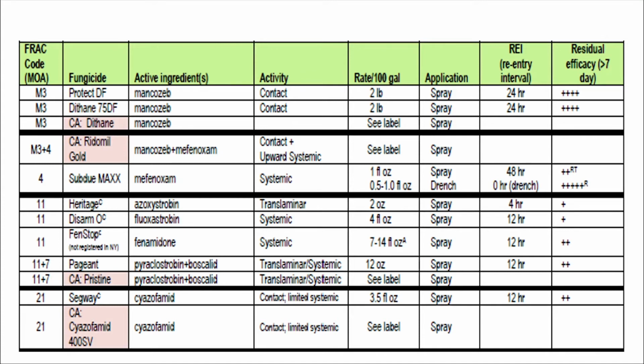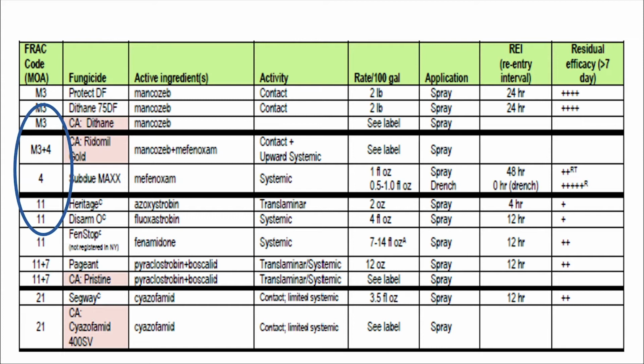What it tells you, if you take a look at your FRAC codes, is a number or letter that basically says this group of chemicals may have the same active ingredient, say in the case of mancozeb, but different product names: Protect DF, Dithane 75DF. If you're in Canada, all of the chemicals are in pink, and it's called Dithane in Canada as a form of mancozeb. Now, the problem is that if you rotate between Protect DF and Dithane 75DF, you're spraying the same active ingredient and resistance can occur.